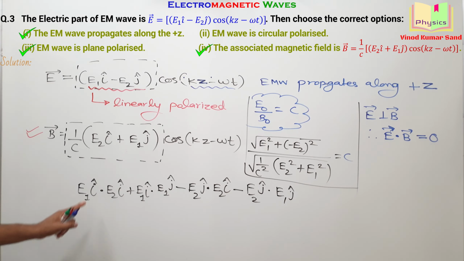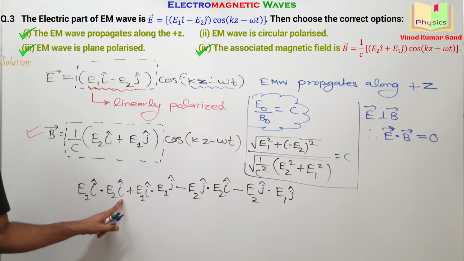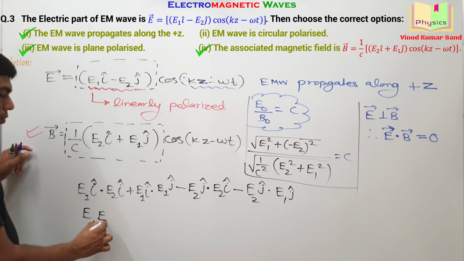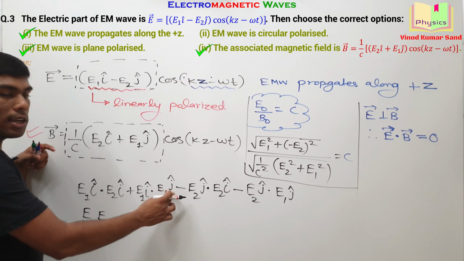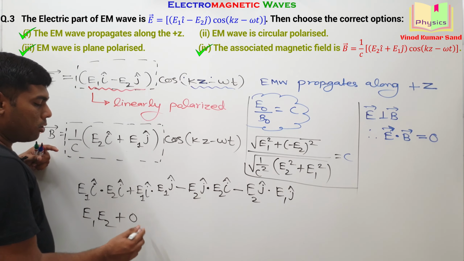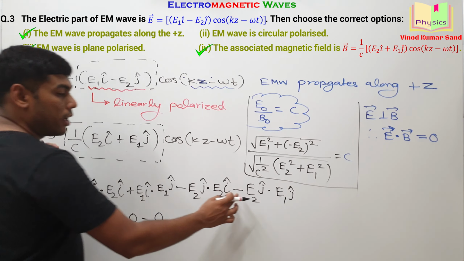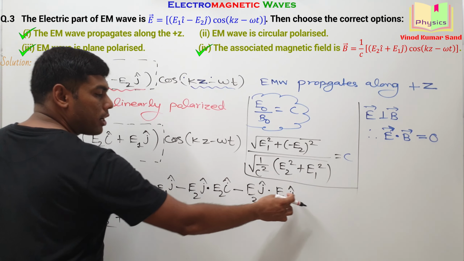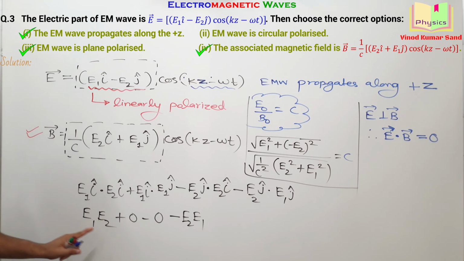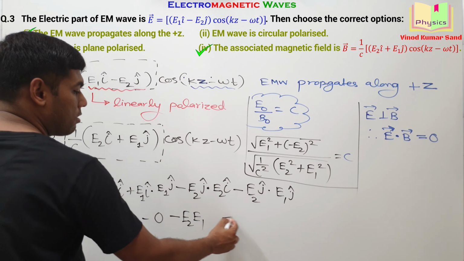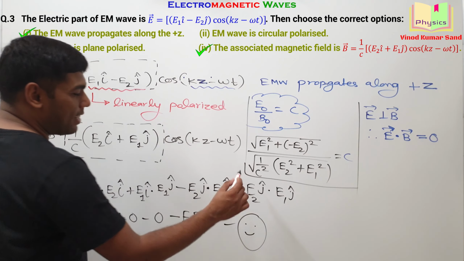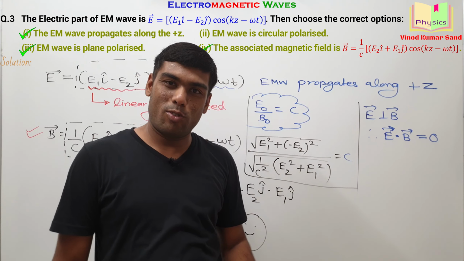Let us simplify it further. i cap dot i cap becomes 1. Okay, so here we are left with E1 E2. i cap dot j cap becomes 0, so plus 0, no need of actually writing that. And then j cap dot i cap also becomes 0. Here is a negative sign, and then j cap dot j cap becomes 1. So we are left with E2 E1. E1 E2 minus E2 E1. This is finally resulting into your favorite number. It means the second test is also getting satisfied.